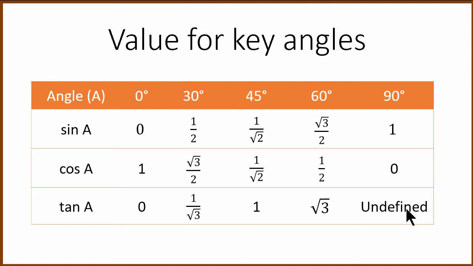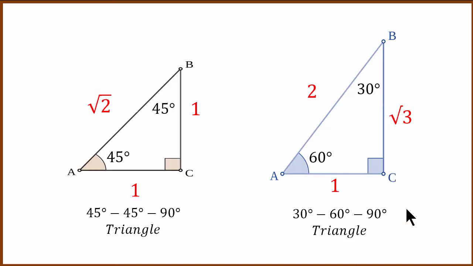Now let us see a way to remember 30, 45 and 60 degrees key angle values easily. I'm showing you 2 triangles here. The first triangle, I'm calling it 45, 45, 90 degree triangle because one of the angles is 90 degree and the other 2 angles are 45 degrees. There's another triangle that I'm showing you where the angles are 30, 60, and 90 degree.